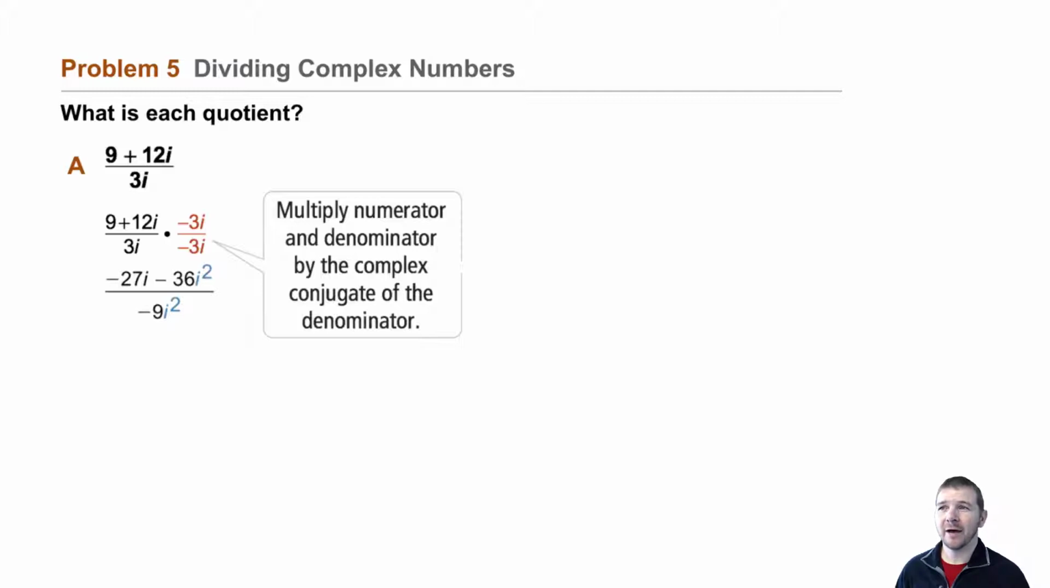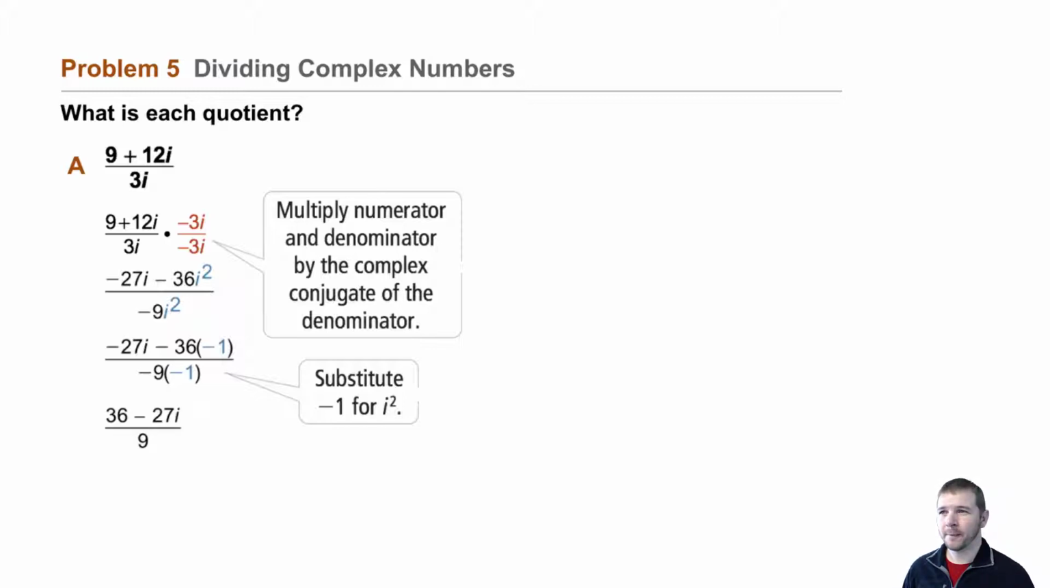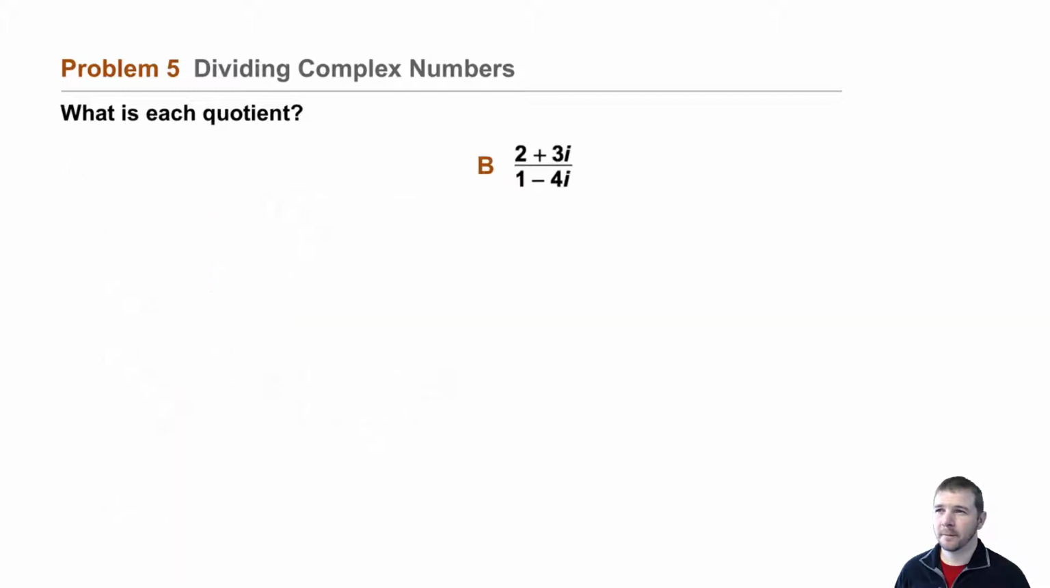Multiplying, we now get -27i minus 36i squared over -9i squared. Simplifying and substituting -1 for i squared, this becomes -27i minus 36 times -1 over -9 times -1. And that's 36 minus 27i over 9, which reduces to 4 minus 3i. Part B, 2 plus 3i over 1 minus 4i.